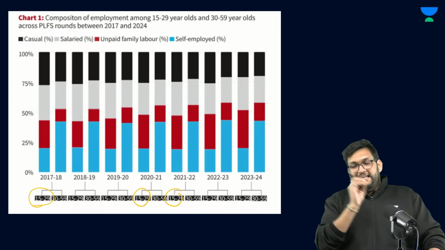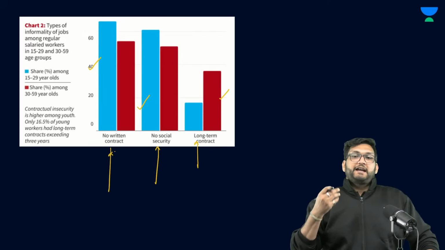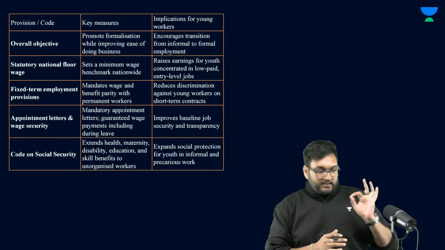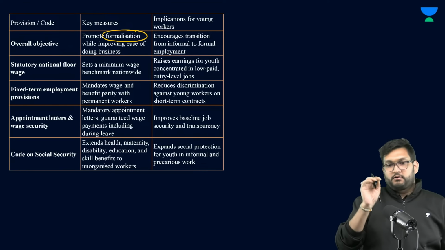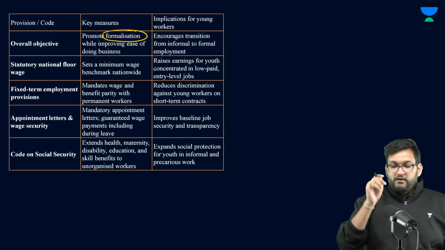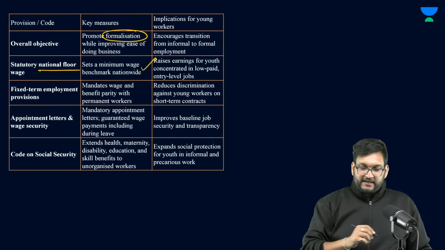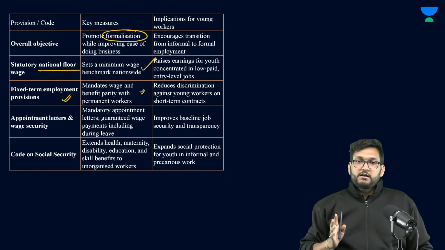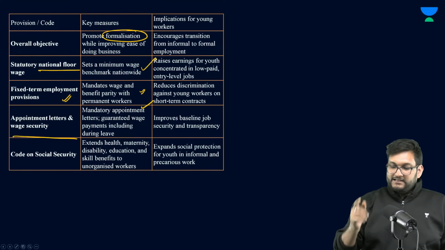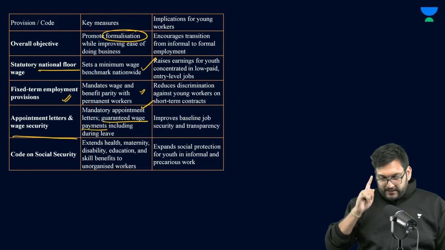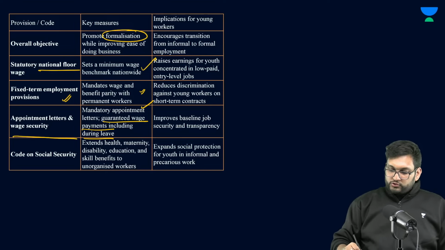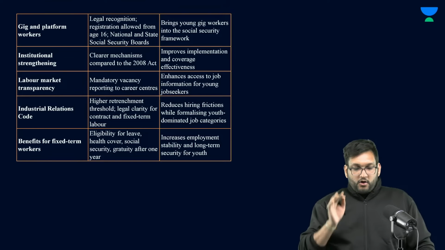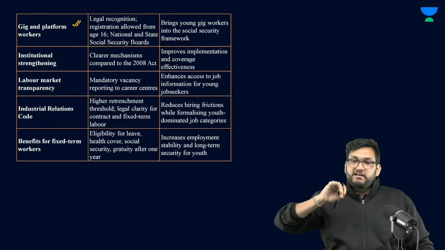Now, each of these points has been addressed in the labor codes. How much it will get addressed is a separate issue. The point is, the overall objective is formalization. National floor wage has been decided, minimum wage has been decided. Further, fixed term employment has been made mandatory, with wage and benefit parity to permanent workers. Appointment letter has been made mandatory. Guaranteed wage payments have been made mandatory, including leaves, and the code on social security so that health, maternity, education, and skill benefits are given. Over and above that, gig workers and platforms have been given recognition.